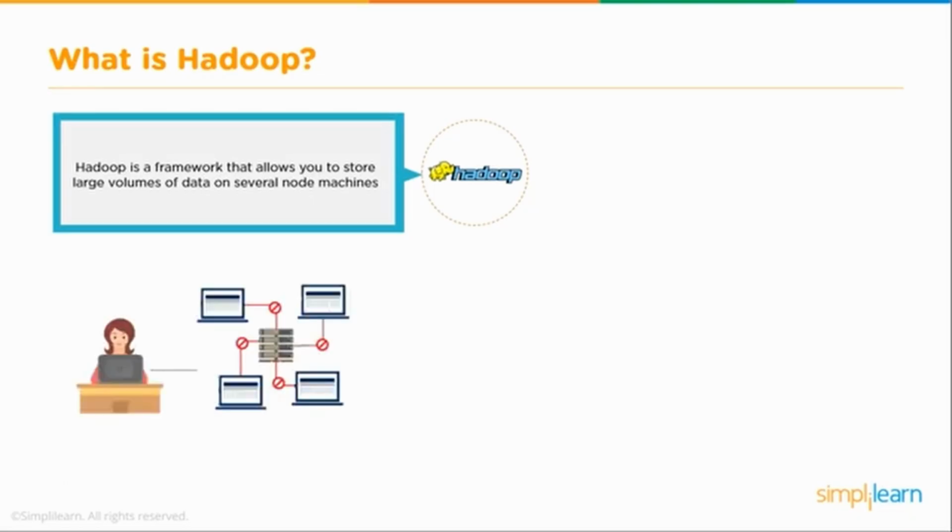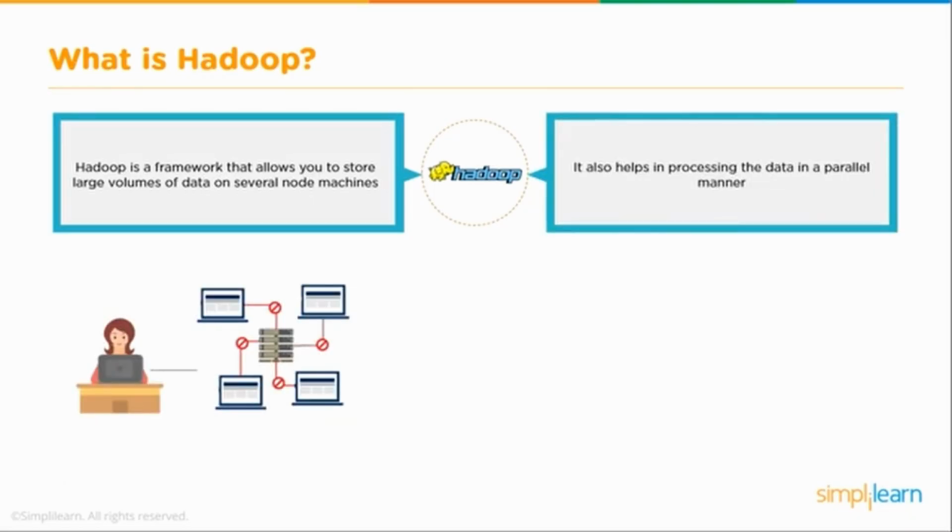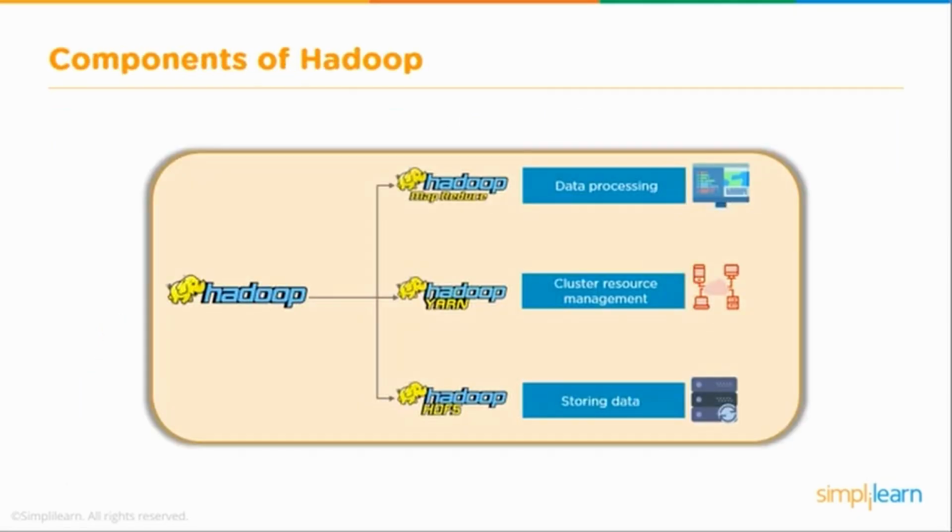It is not just a technology. It's a framework. So it not only allows you to store huge amounts of data, or I would say big data, which has different characteristics, it also helps in processing the data in a parallel manner. When we talk about components of Hadoop, there are basically two main layers. You have HDFS, which is the storage layer, which allows you to store data across machines in their disks. We have Yarn, which is the processing layer.